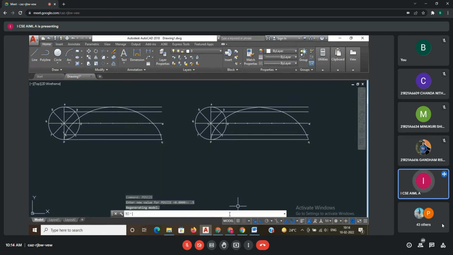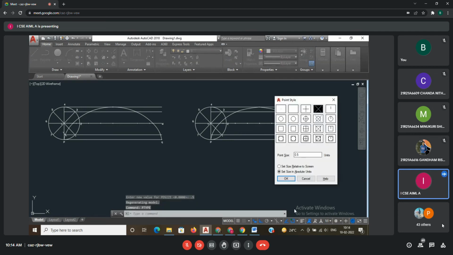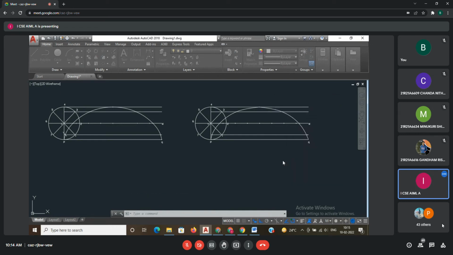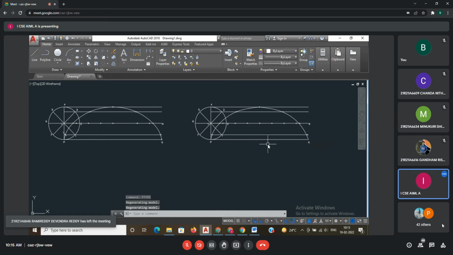Or you can go with the PT, meaning point type. Point type PT, enter. You will get one more window. Here we have size, point size. Here I am showing 0.5. I will show here 1. Okay. Now it will increase.